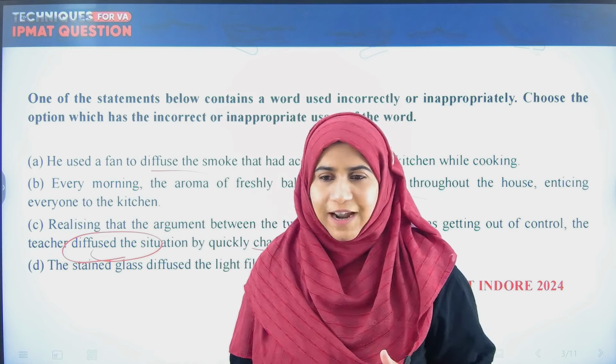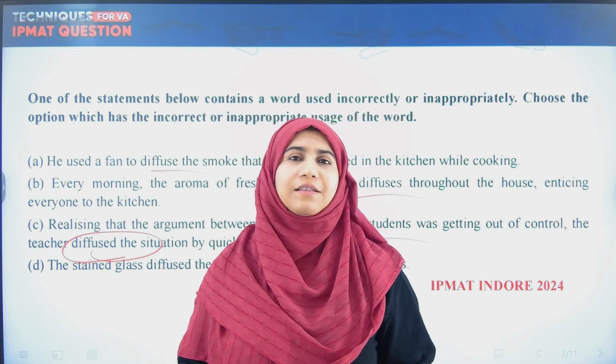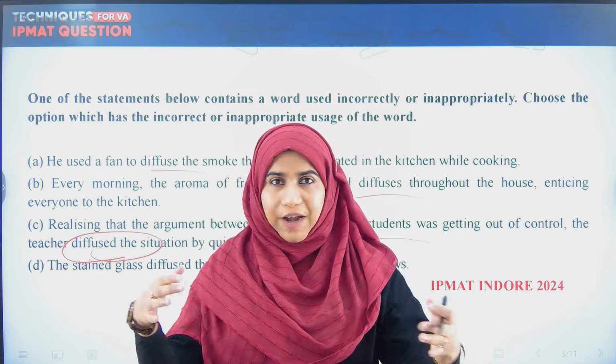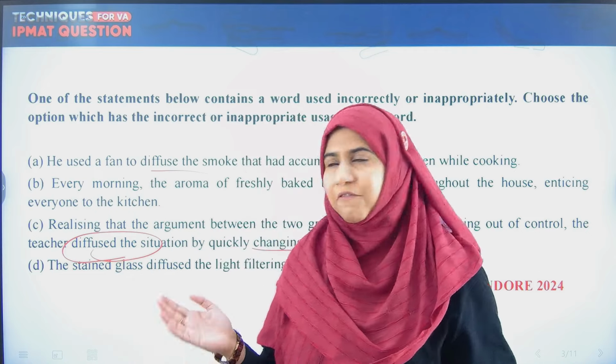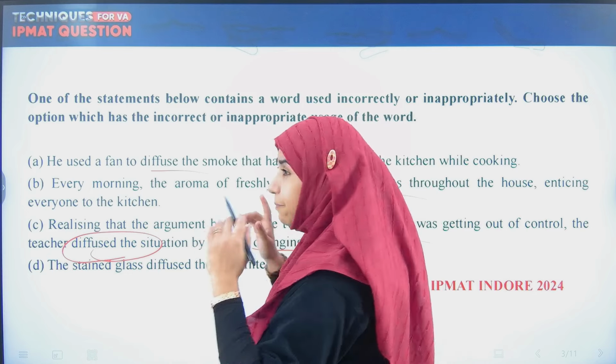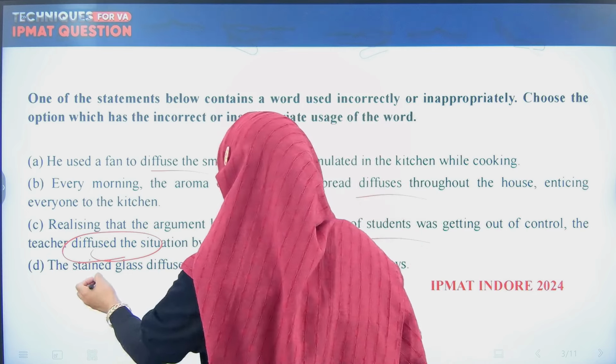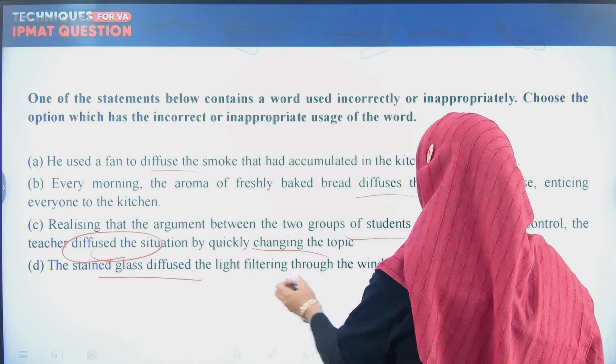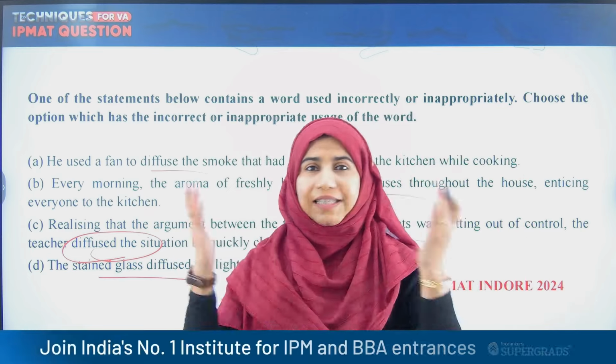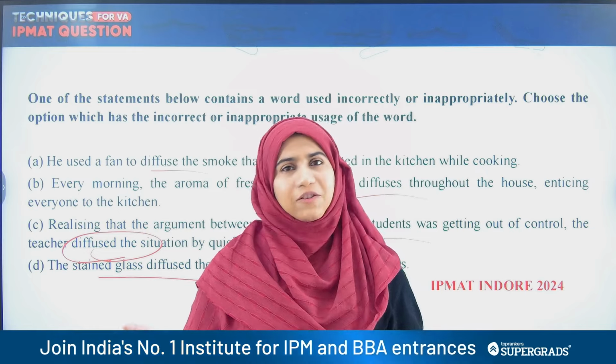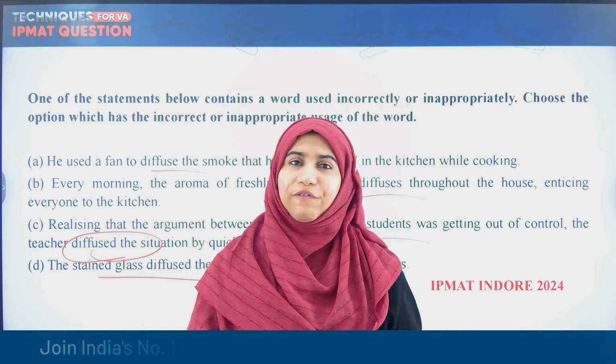कुछ अजीब लग रहा है, looks a little odd. Why does this look odd? Because you cannot spread or scatter a situation. Fine, so this has been used incorrectly. Probably this will be the answer. Let's check. The stained glass diffuse the light filtering through the windows again. This is scattering the light. Okay, जो glass के through, prism के through diffusion होता है.